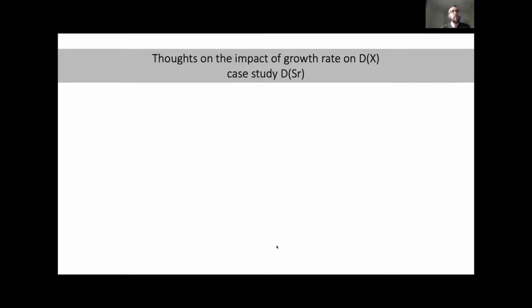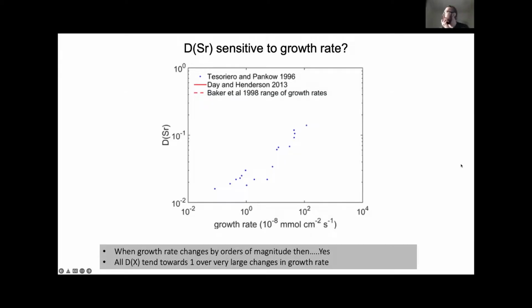And it was nice to see the other speakers' views on that in the earlier talks. So strontium partition coefficients, are they sensitive to growth rate? These blue dots are from a study by Tesoriero and Panko in 1996. Certainly if we look at their data, then what we can say for definite is that when growth rate changes by multiple orders of magnitude, then yes, strontium partition coefficients definitely respond to growth rate. And the same is true for all other trace elements. Whenever you have very large changes in growth rate, the partition coefficient tends towards 1.